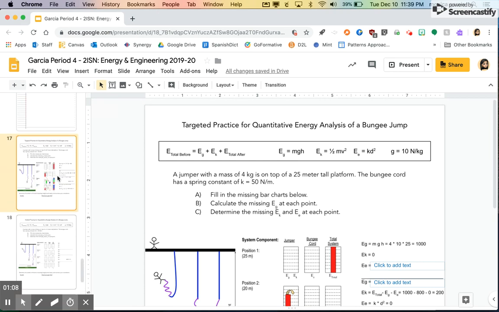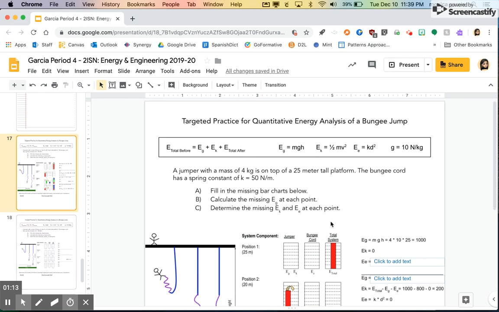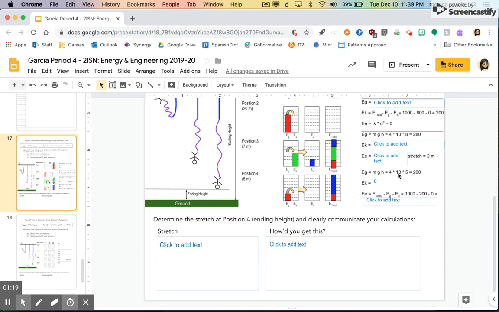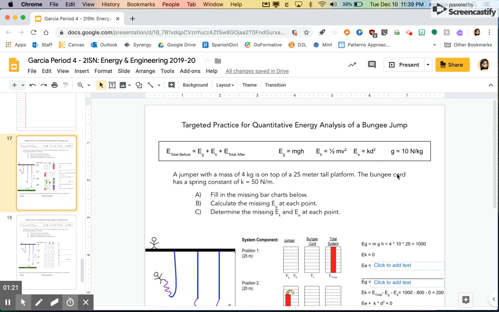Okay, so now that you have the slide, you should be looking at slide 17. So you're given all of these equations here. This is essentially what your quiz is going to look like. And if you practice and you understand it, you ask questions, email me if you need, you'll do fine.